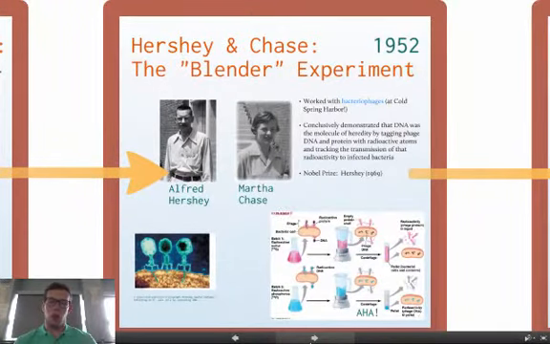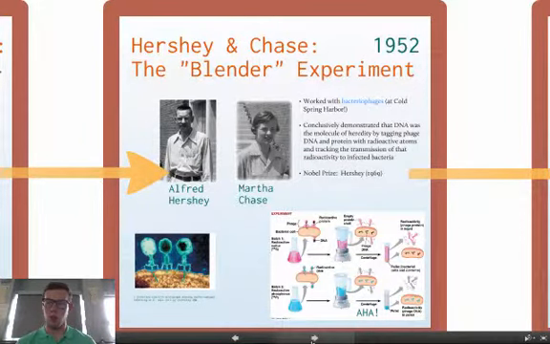So we had Hershey and Chase come up, and what they did was this blender experiment, and they used bacteriophages. So bacteriophages are these different cells. They contain protein and DNA, and what they did was they tagged them with radioactivity, whether it was sulfur or phosphorus, and they would tag these phages, and then they would put them in with cells. And what happened is these phages infect the cells, and whether or not that radioactivity was detected in the proteins or in the DNA of the cell determined where this heritable stuff was.